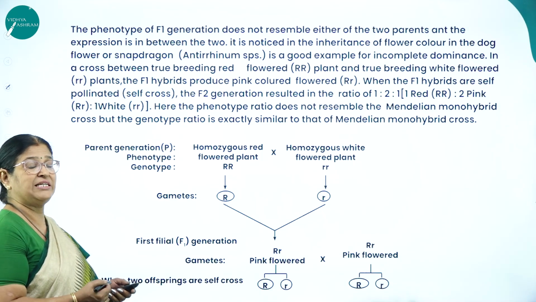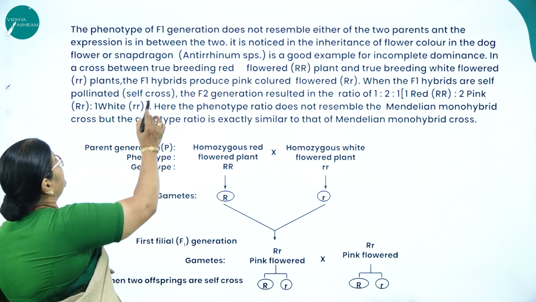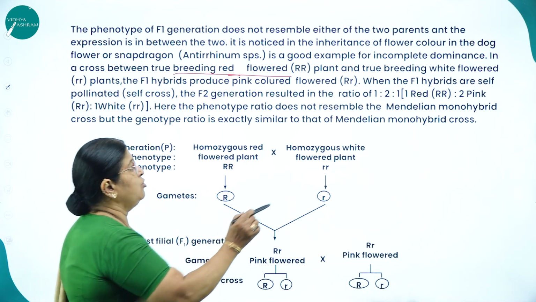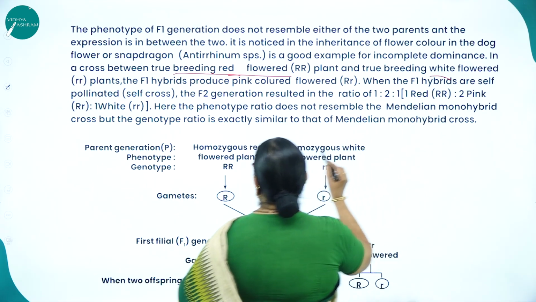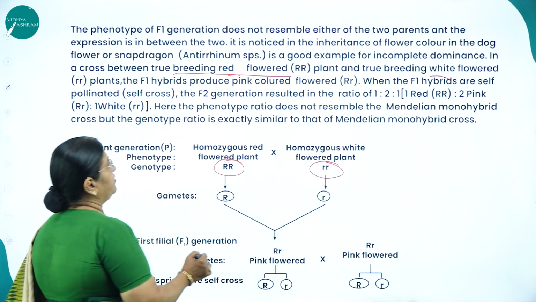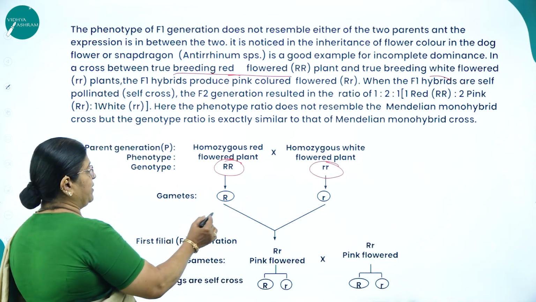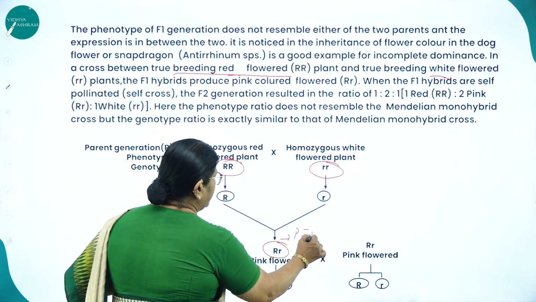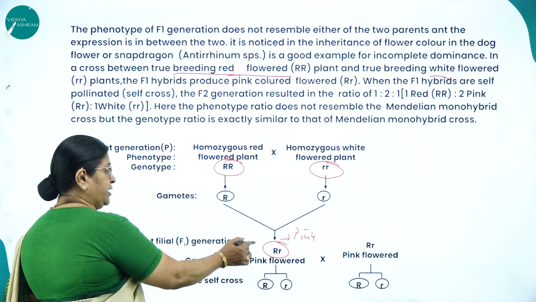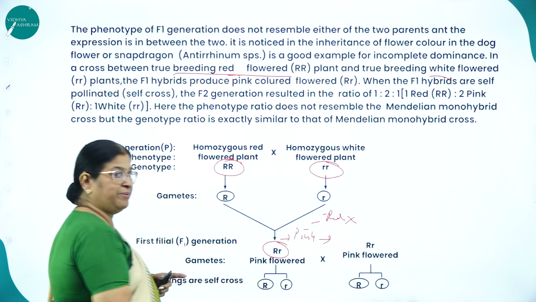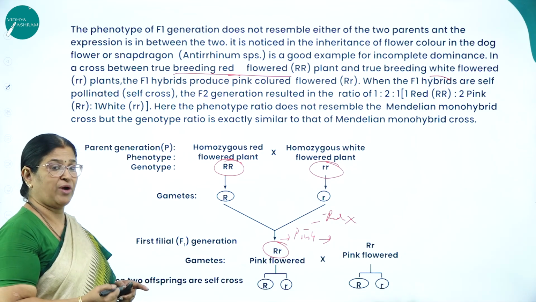So, how do you represent it schematically? It is a cross between a true breeding red flowered plant and a true breeding white flowered plant. Here you can see a red flowered plant is crossed with a white flowered plant. The F1 produce pink color. According to the law of dominance, the color should have been red. But instead of red, there is an intermediate color. Pink is neither red nor white.